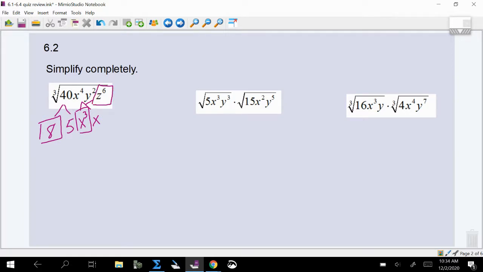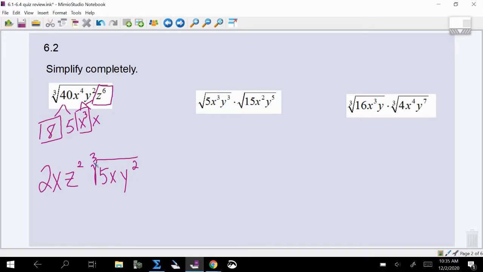I like to put boxes around all the perfect parts. The cube root of 8 is 2. The cube root of x to the third is x. And the cube root of z to the sixth is z squared. And then everything that was not perfect, which was the 5, the x, and the y squared, will all be left under the cube root.